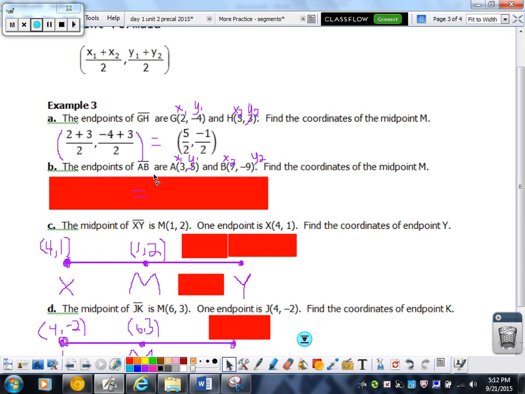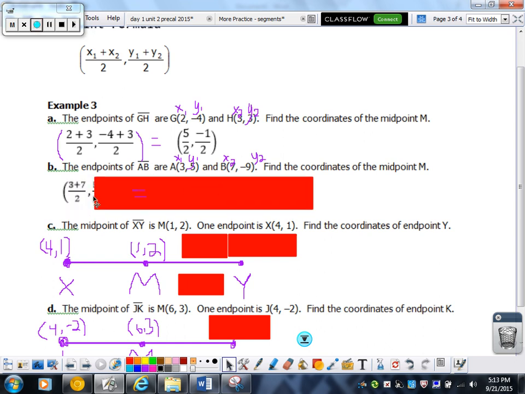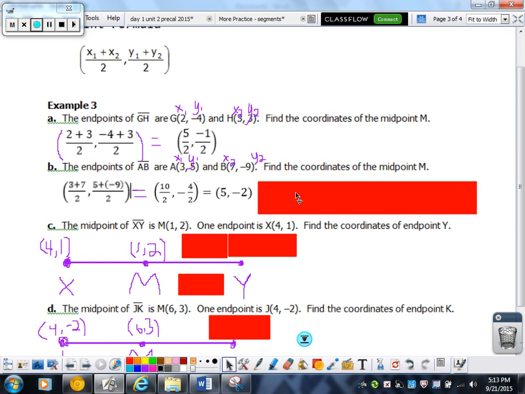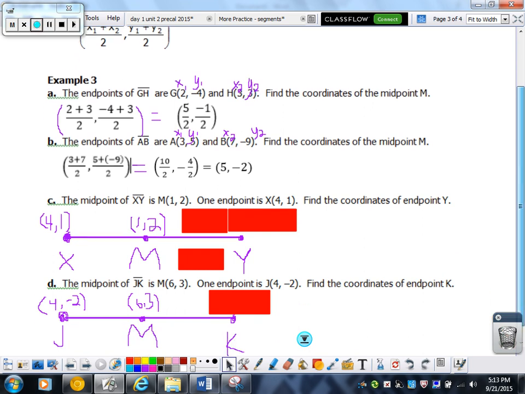So I'm going to add my two x coordinates, 3 plus 7, and put that over 2. Then I'm going to add my two y coordinates, 5 plus a negative 9, and put that over 2. 3 plus 7 we know is 10, so it's 10 over 2. And 5 plus a negative 9 is negative 4 divided by 2. Now in this case I can simplify the fraction, so you always want to do that. 10 divided by 2 is 5, and negative 4 divided by 2 is negative 2.